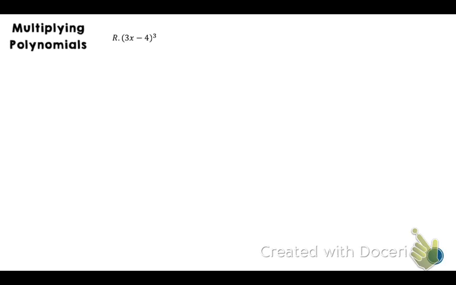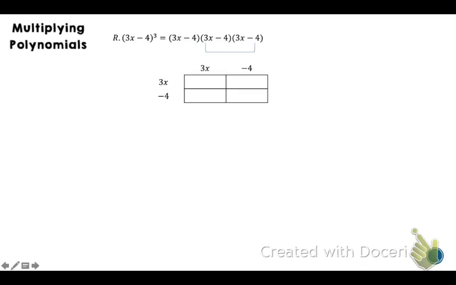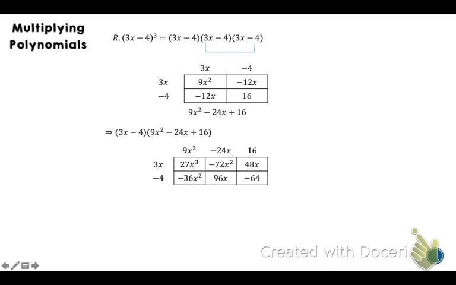Let's do this one. So 3x minus 4 to the 3rd power. So that means we have 3 of them. So let's do those two first. So 3x minus 4, 3x minus 4. So that's going to be 9x squared minus 12x plus 16, so that's 9x squared minus 24x plus 16. That can replace those two. Now we have a 2 by 3 box.